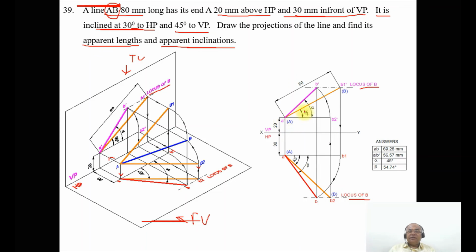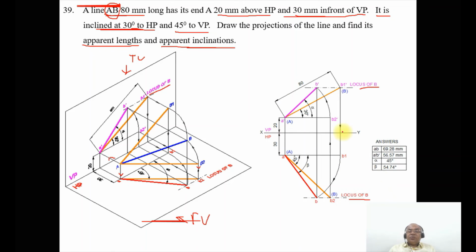Similarly, join A dash and B1 dash a little bit thicker than the XY line, and you mark this as capital A and capital B in the top view. That is because it says line AB is 80 mm long, so that means it is the true length of the line. So once you get this, now we need to draw the top view and front view.